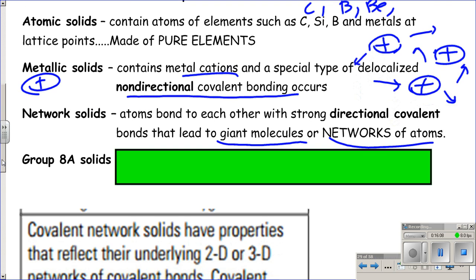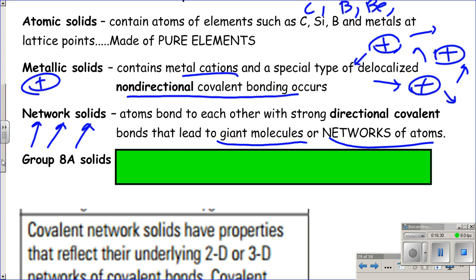All right, so this is just some quick feedback on some of these solids you went through. They do have more directional attractions or directional bonds because they have a structure that will be repeating itself over and over and over again. Group 8A solids. I wonder what is at those points.